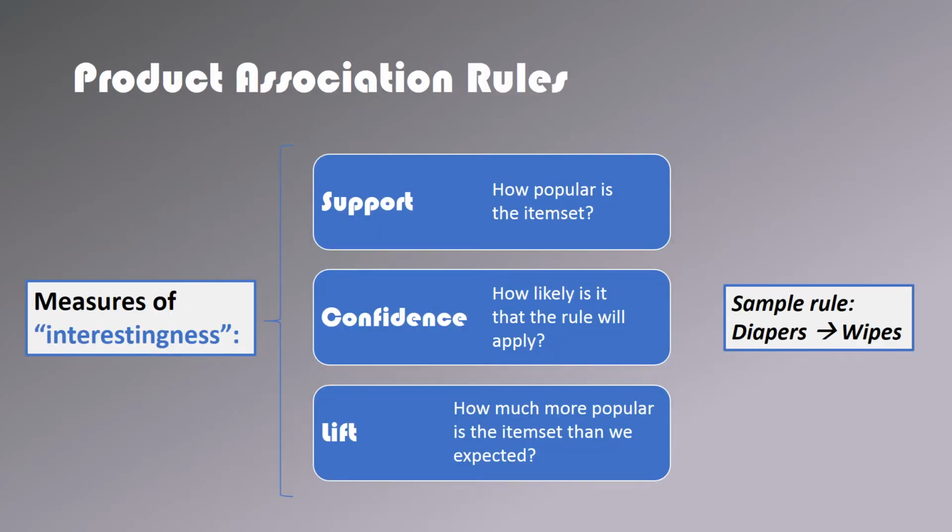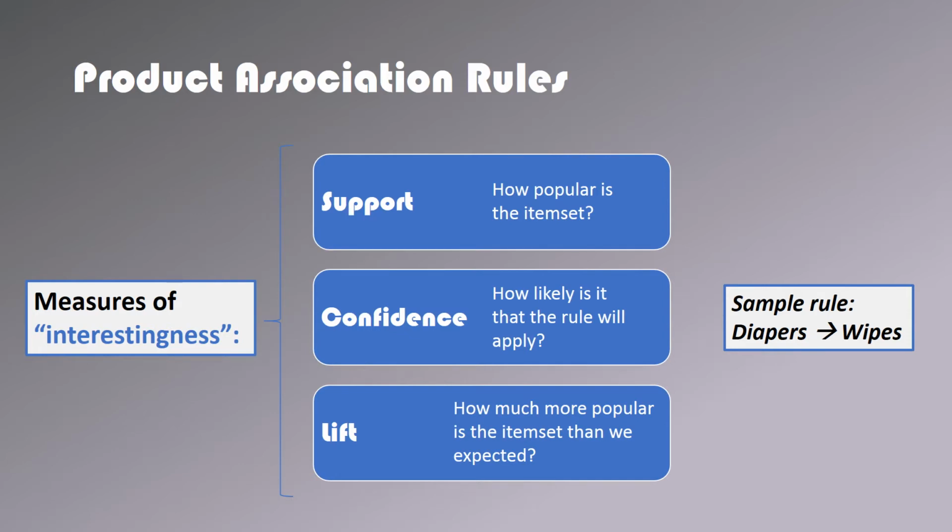We implement market basket analysis by developing a set of product association rules. Each rule makes a connection between a set of products. For example, by stating that a customer purchasing baby diapers is likely to also purchase baby wipes. We generate a long list of rules and then use 3 measures of interestingness to filter the rules.